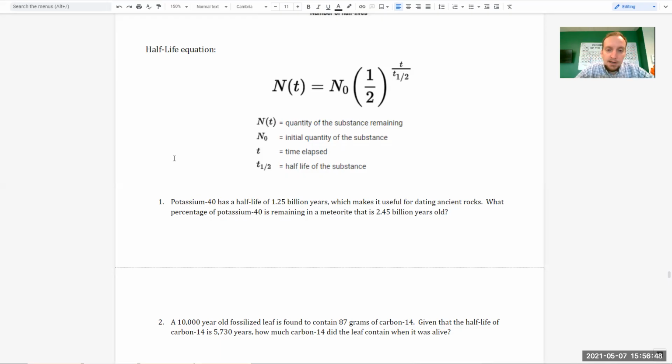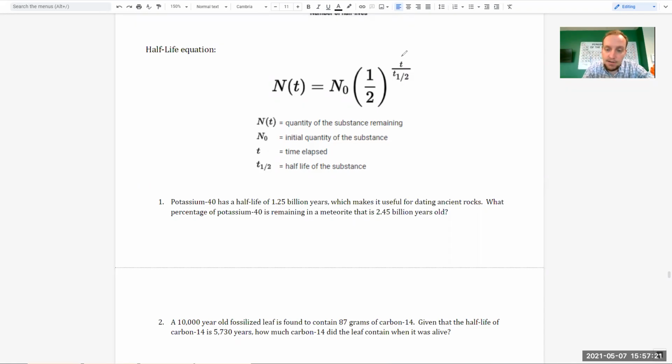So we have this really nasty looking equation at the top of your screen. It's not as hard as it looks, but it definitely looks hard. What we have here again is NT, which stands for the quantity of the substance that is remaining. So this whole equation is saying how much do we have left over after the number of half-lives, okay? N naught or N sub 0 is the initial quantity of the substance. So this is our starting substance. NT is our final remaining amount of substance after X number of half-lives.